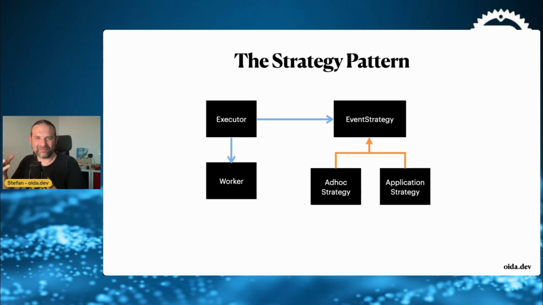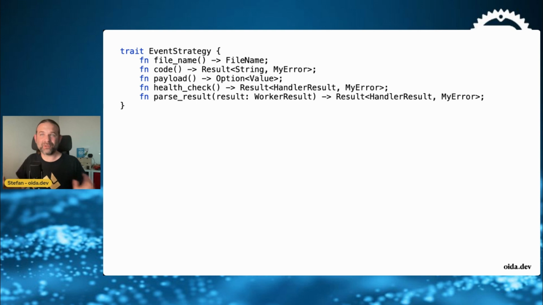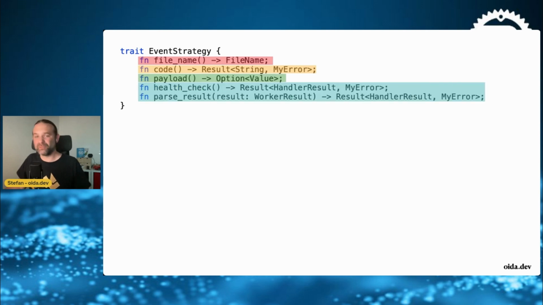What I have here is an executor that doesn't know about the actual implementation of the strategy, but can plug in one of two different strategies to work with. Either it's the ad hoc strategy or the application strategy, and it just takes the right properties over an interface that is there for both implementations. This is the trait for the strategy, where we can find the same things that we saw in the execution of the app and the ad hoc mode. We find the file name, we find the code, the payload, and parsing a result.